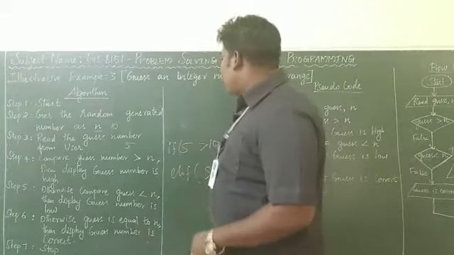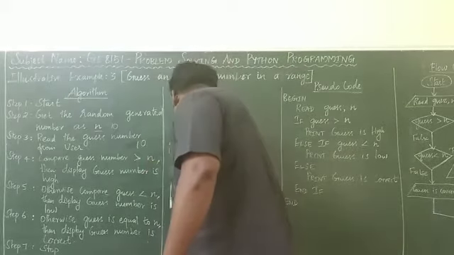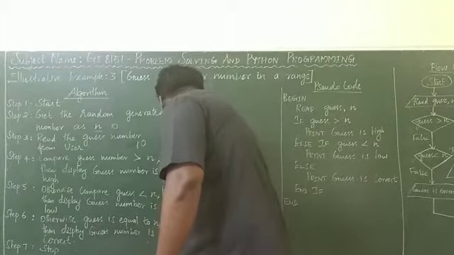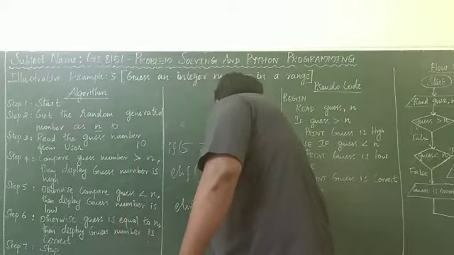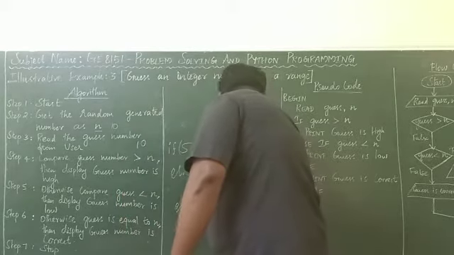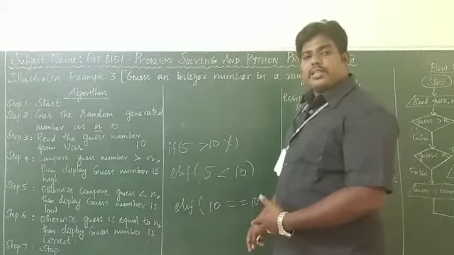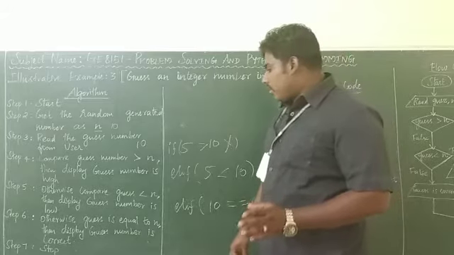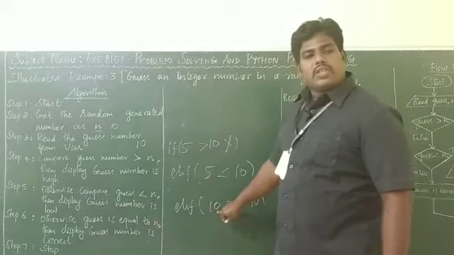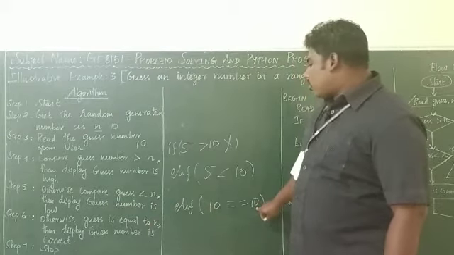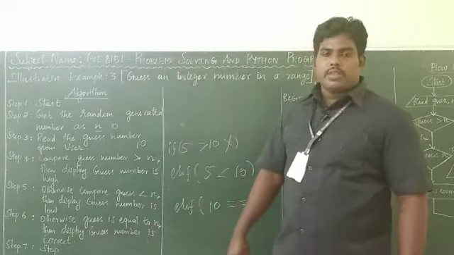Suppose your guess number is 10. Else if, your guess number is also 10, the third condition, and your computer generated number is also 10, then we say it is correct. Otherwise, guess is equal to n, that is, here the guess is 10 and the n value is also 10. At that time it will display your guess number is correct. All of you got it?